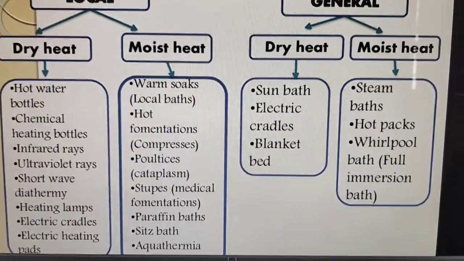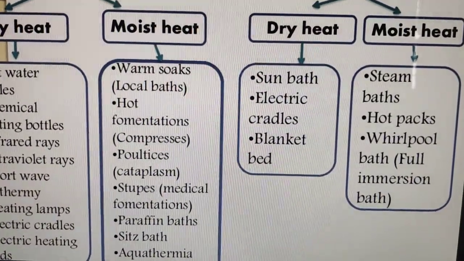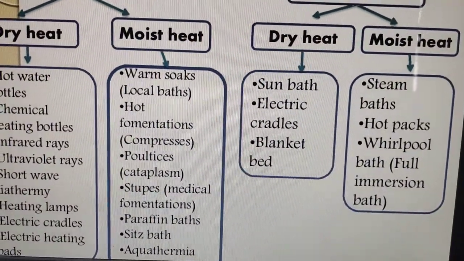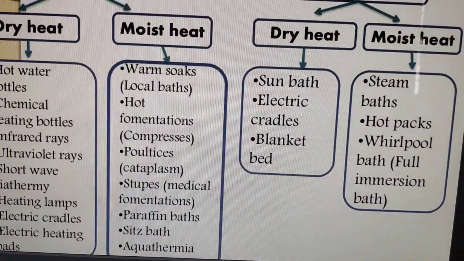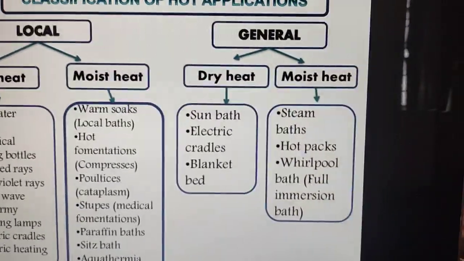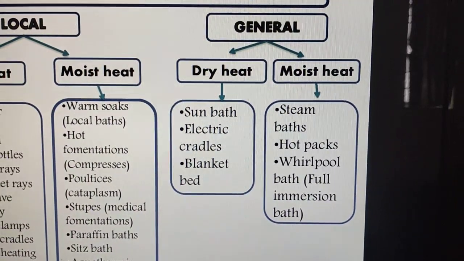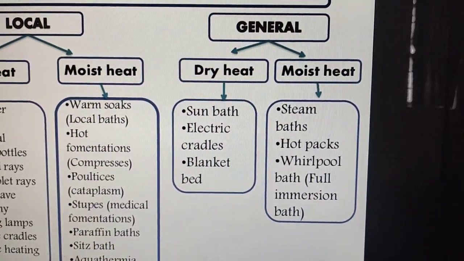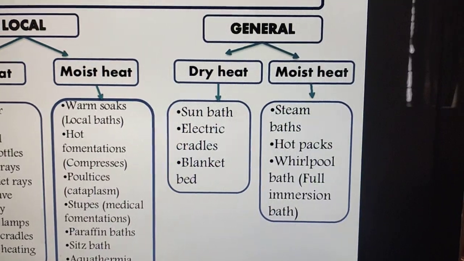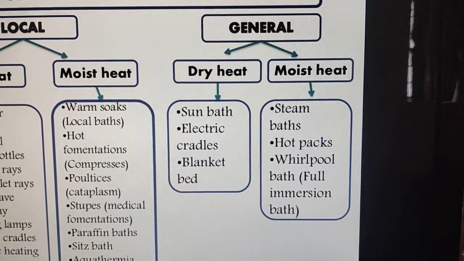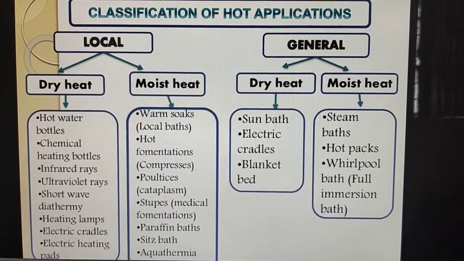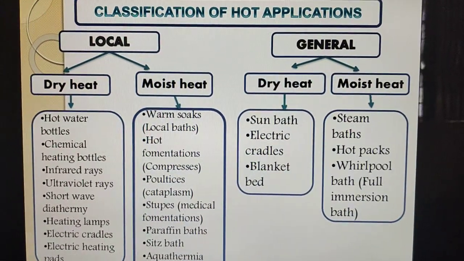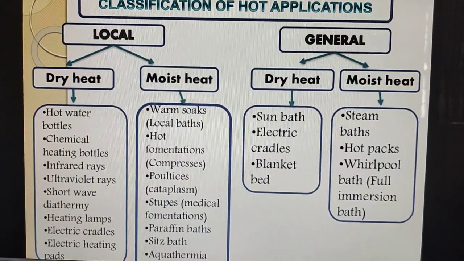Now in the moist heat we have the warm soaks, the hot fomentations, poultices and stoops, paraffin bath, sitz bath, aquathermia and all. Again, general dry heat includes the sun bath, electrical pad, blanket, bed and all. In the general moist heat we have the steam bath, hot packs, whirlpool bath, isn't it? So this is the classification we already discussed in the previous class. Now we'll see each one in detail. Clear? Okay.